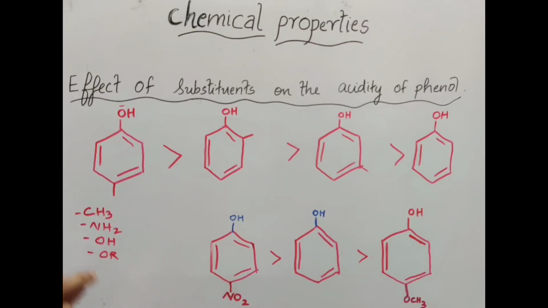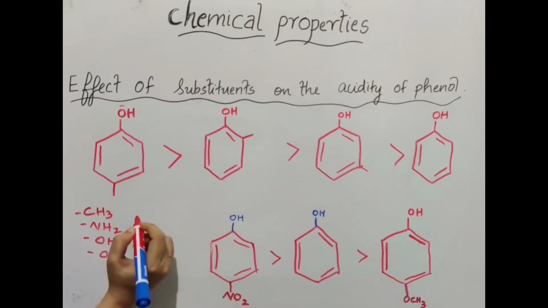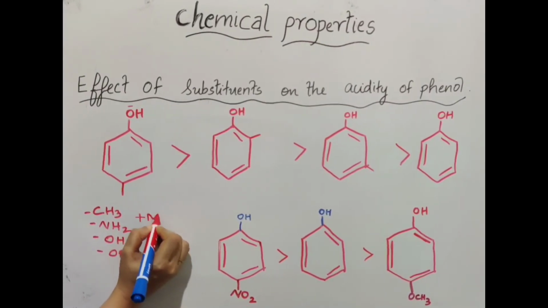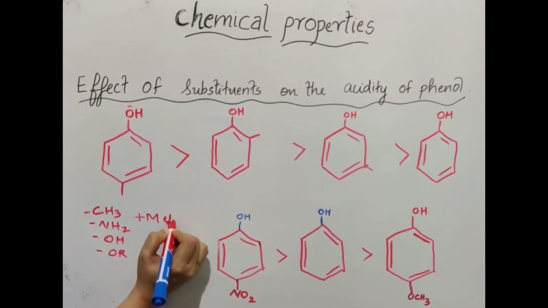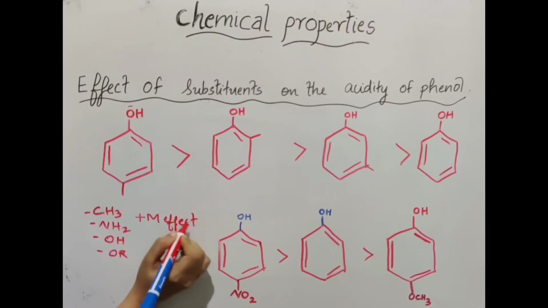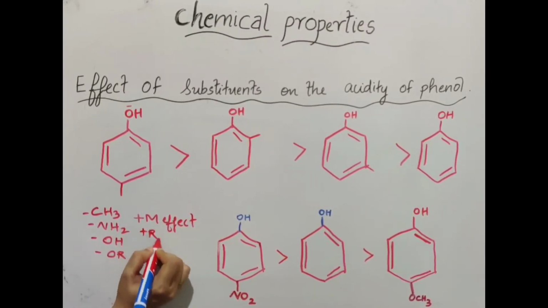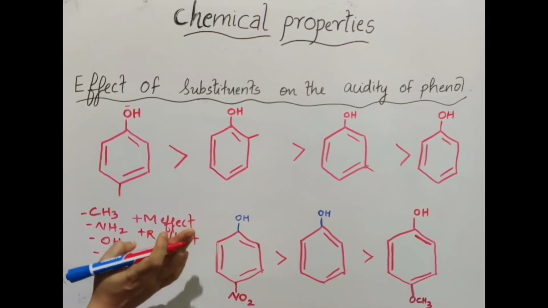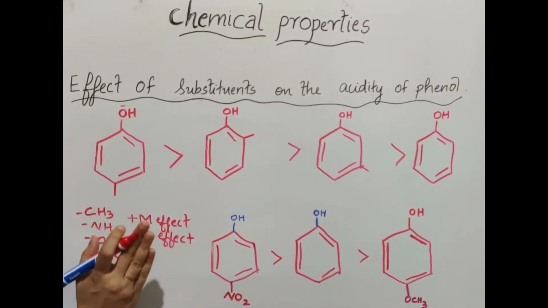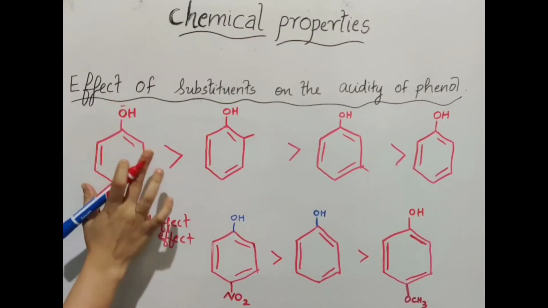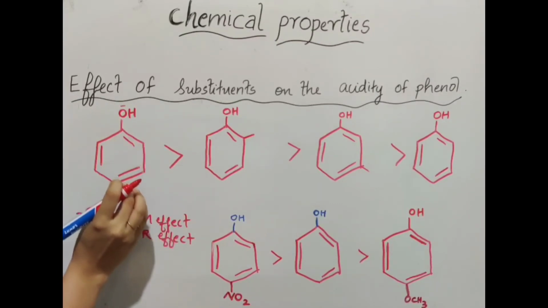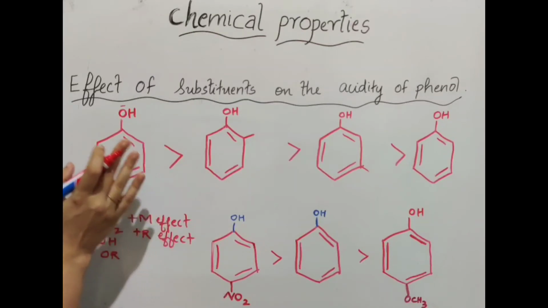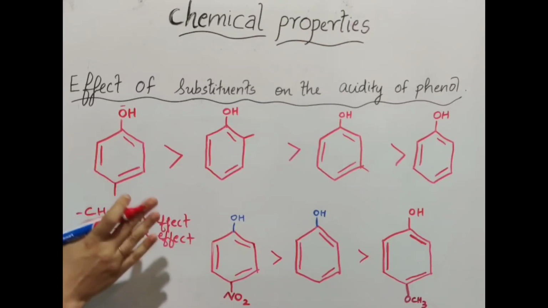All of you got it? That is the plus M effect, or positive mesomeric effect. Hence, it does not favor the formation of the phenoxide ion. This results in a decrease in the acid strength of such a phenol.